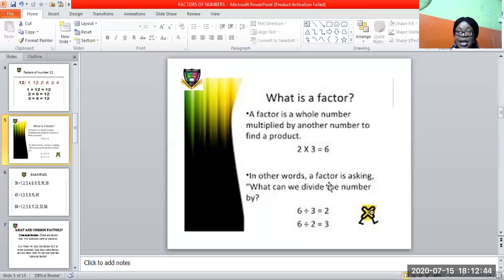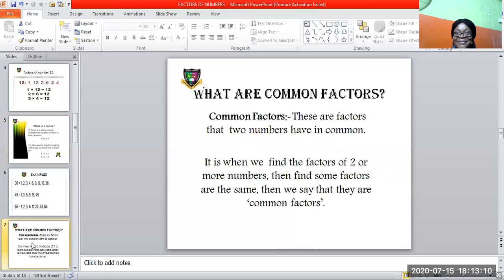In other words, a factor is asking the question, what can we divide the given number by? If we follow that example, 6 divided by 3 will give 2, and 6 divided by 2 will give 3. 2 and 3 are factors of number 6. Are we clear?